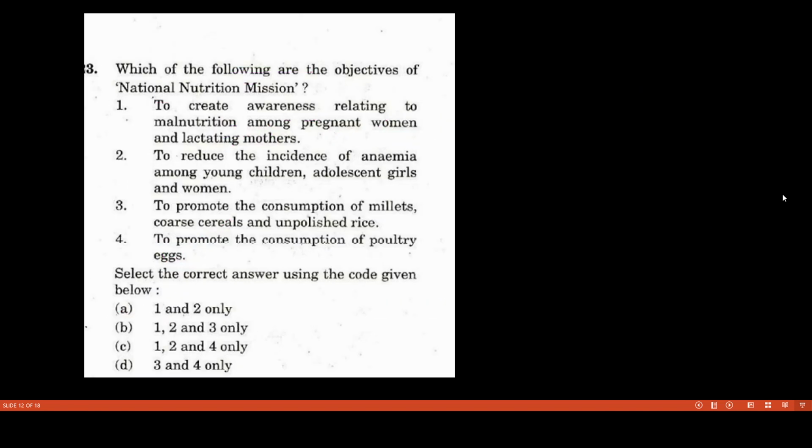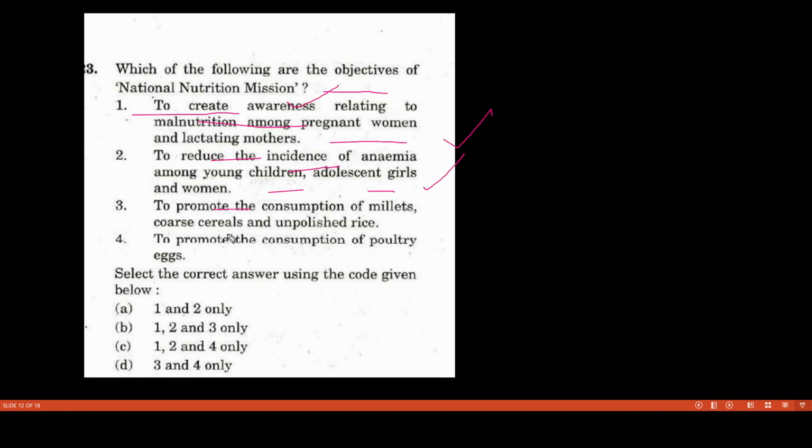Now see this question. Which of the following are the objectives of the National Nutrition Mission? Create awareness relating to malnutrition among pregnant women and lactating mothers. Now it is about creating awareness. So this statement is very general. It can be kept in our answer. To reduce the incidence of anemia among young children, adolescent girls, and women. So yes, definitely, this is also the primary incentive for any nutrition mission.